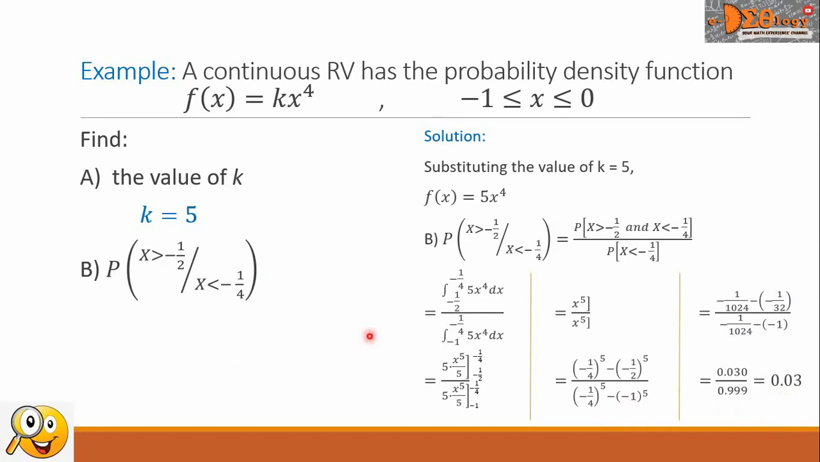Let us copy this opposite this problem B. So here are the answers for our example.